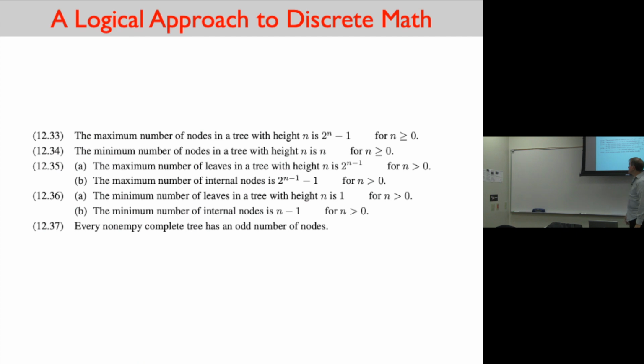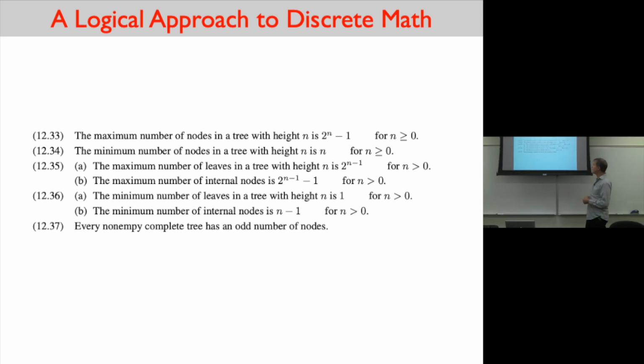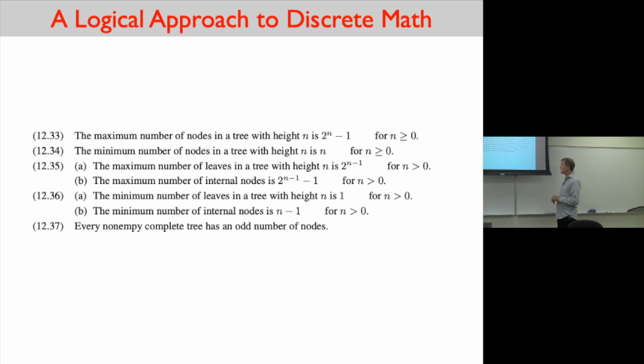Okay, so the problem is to prove 12.35a. The maximum number of leaves in a tree with height n is 2 to the n minus 1 for n greater than 0. And you got the base case, so the base case is what? n equals 1. Right. Okay, starting out the same as we did in class.